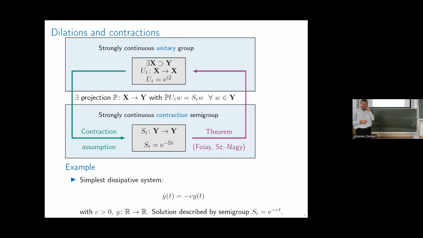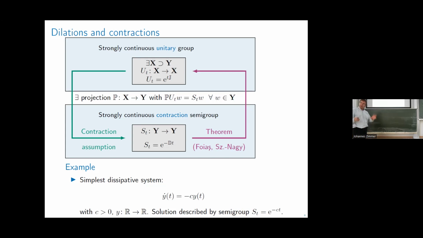How can this work? Well, the statement about contraction and dilation looks miraculous to me. So let's do the simplest possible example of a dissipative semigroup: y dot equals minus c y. We all know the answer. It's given by the semigroup e to the minus ct. And the theorem says I must be able to embed this evolution into a unitary group.